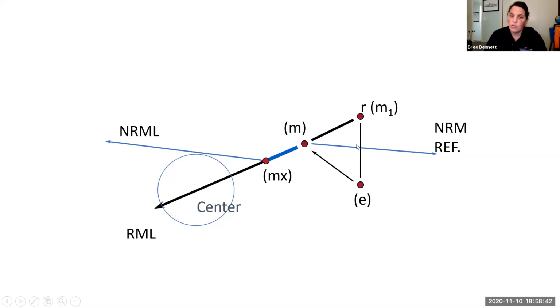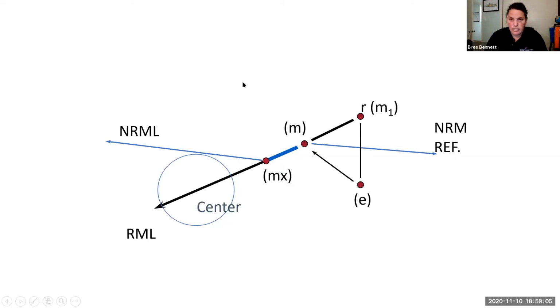Where these two cross right there, that is going to be my R prime. And my E to R prime is going to be my new course and speed. It would be the same course, but a smaller speed. And we use that distance scale to go back to speed. So we have E to R prime for speed.